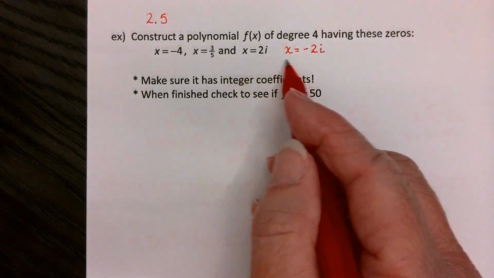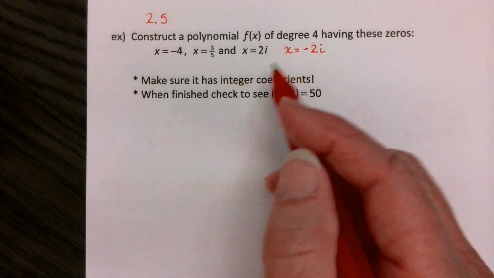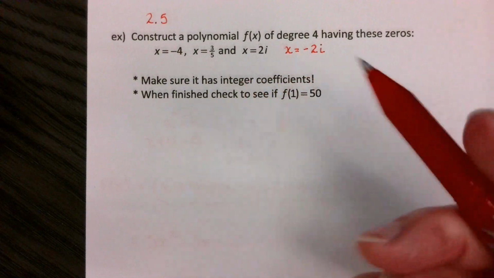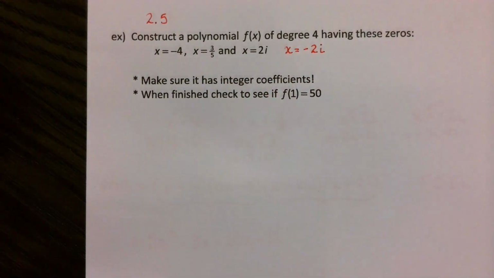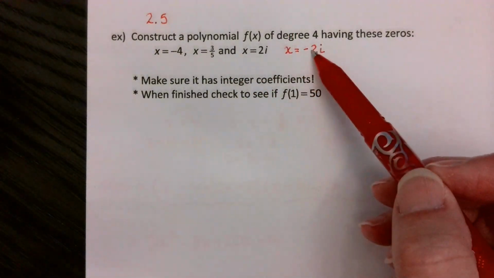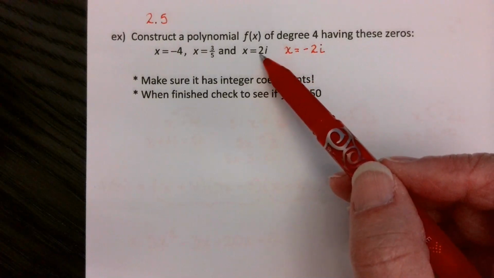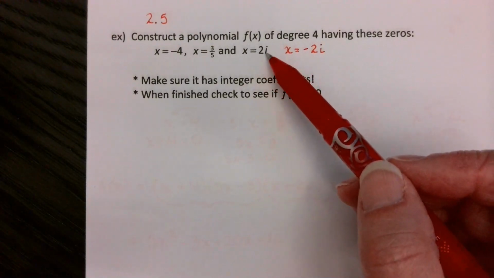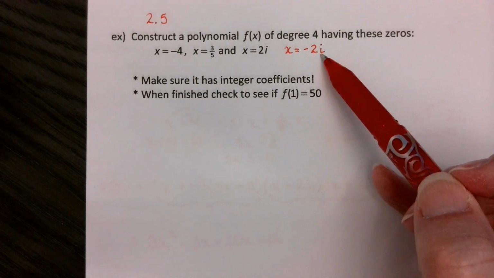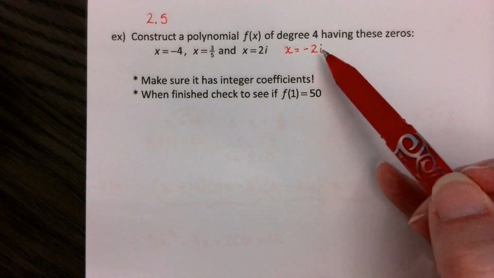This is something that you need to be aware of. They come in conjugate pairs, so if I only give you one, you have to know the other one. Like if I gave you the negative, the other conjugate pair would be the positive, or if I gave you the positive, like in this case, its conjugate pair would be a negative.